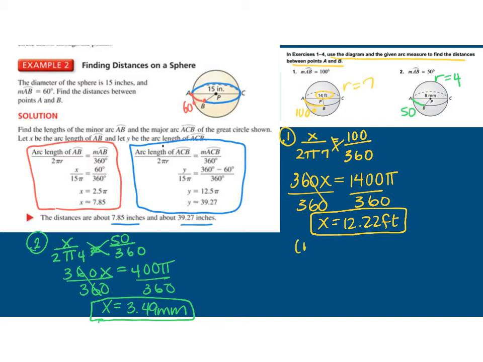So this is your minor arc. This is AB. So let's find ACB next. So again, we'll go x over, that would be 14 pi equals. So the whole circle would be 360, and subtracting the minor arc of 100, that would be 260.